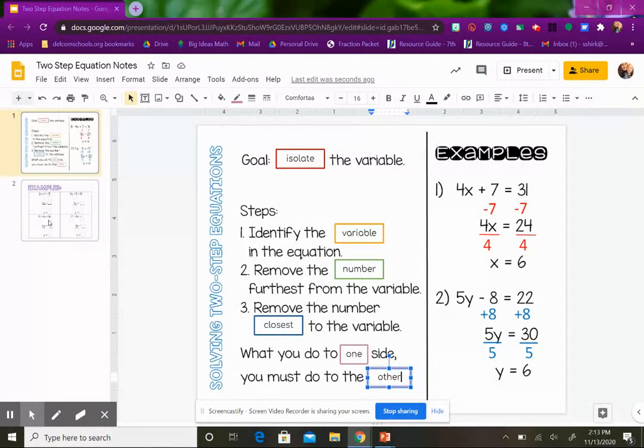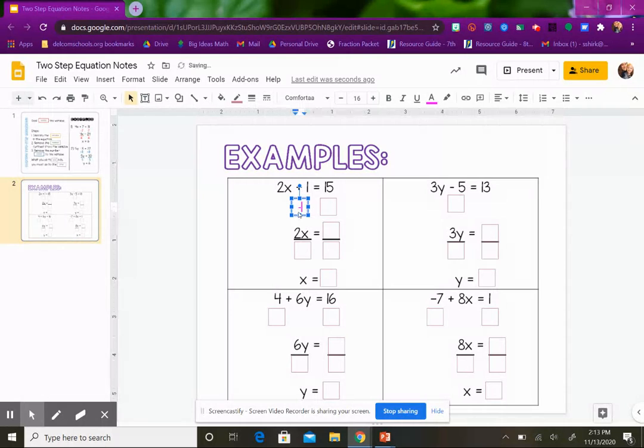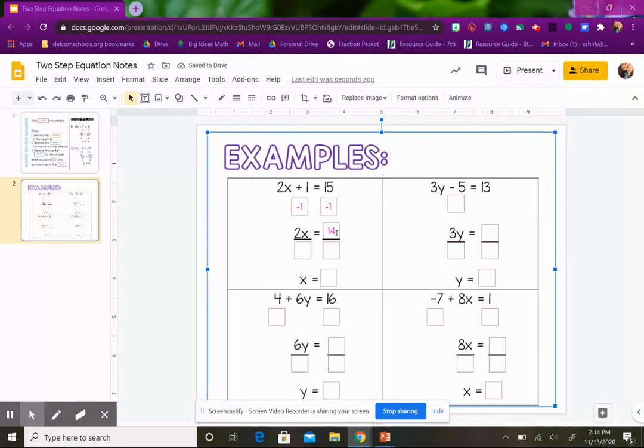So for this slide, I have left the steps blank for you so you can fill them in. And so the first one is 2x plus 1 equals 15. So I already kind of showed you which step you're going to get rid of first. This one, I need to get rid of the 1 first because it's further away from the x. So to get rid of plus 1, you're going to type minus 1 here. For this one, you're going to type minus 1 as well. So my 1's cancel, and I'm left with 2x. 15 minus 1 is 14. So now I have 2x equals 14.